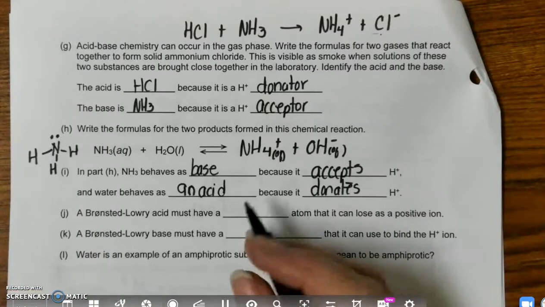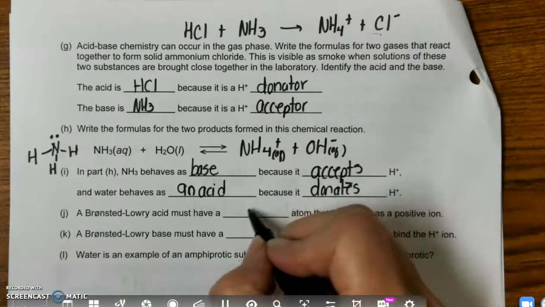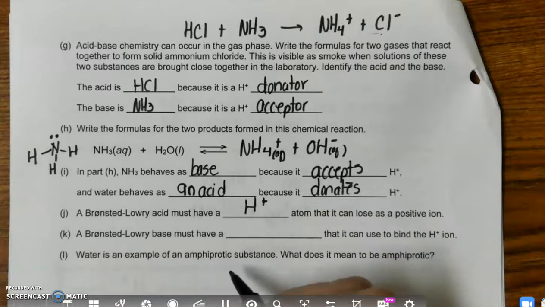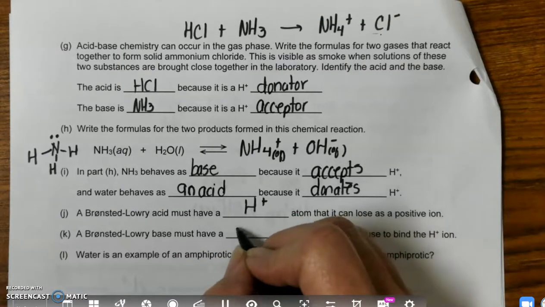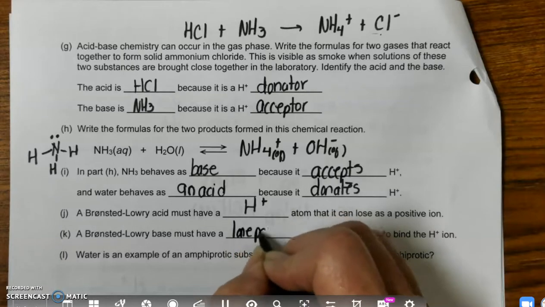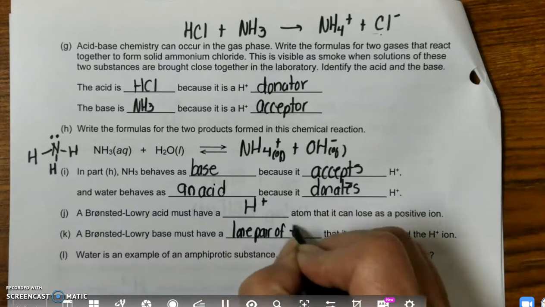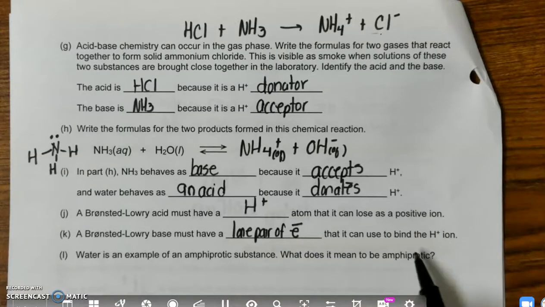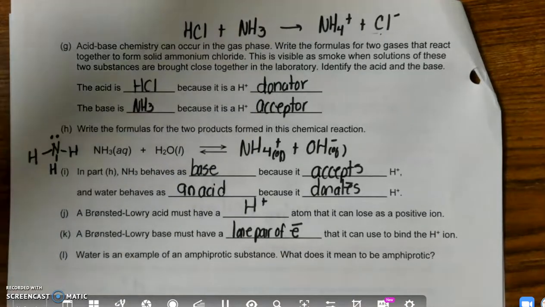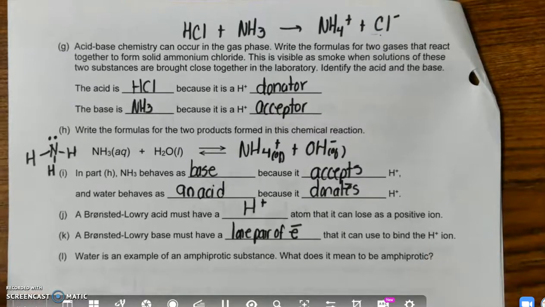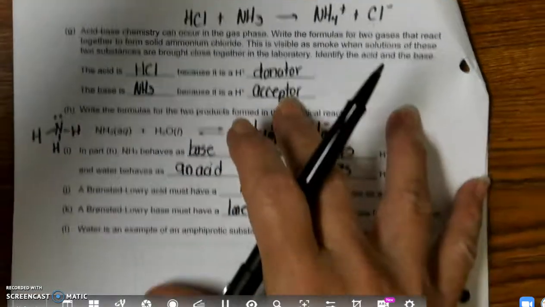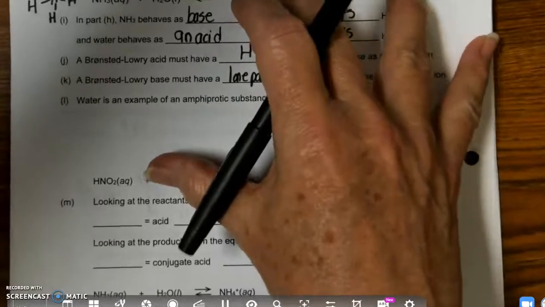So the bottom line is a Bronsted-Lowry acid must have a proton it can donate, and a Bronsted-Lowry base must have a lone pair of electrons that it can use to bind to the hydrogen ion.